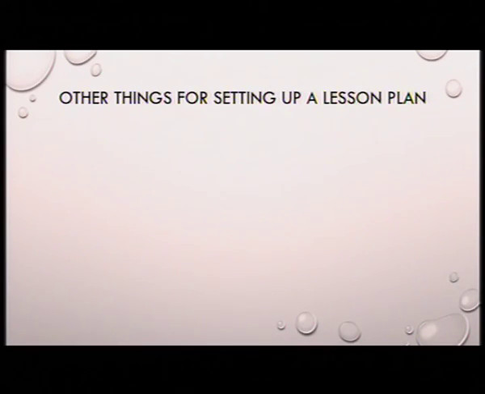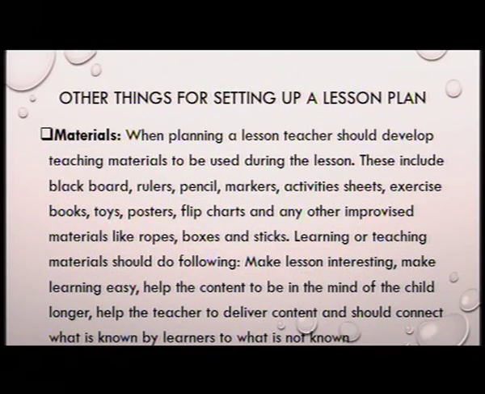Other things for setting up a lesson plan is the materials. Very, very critical that if you are having a lesson plan, teachers should develop teaching materials to be used during that lesson. This includes blackboard, the ruler, the pencil, the marker, activity sheet, exercise books, toys, posters, flip charts, and any other improvised materials like ropes, boxes, and sticks.